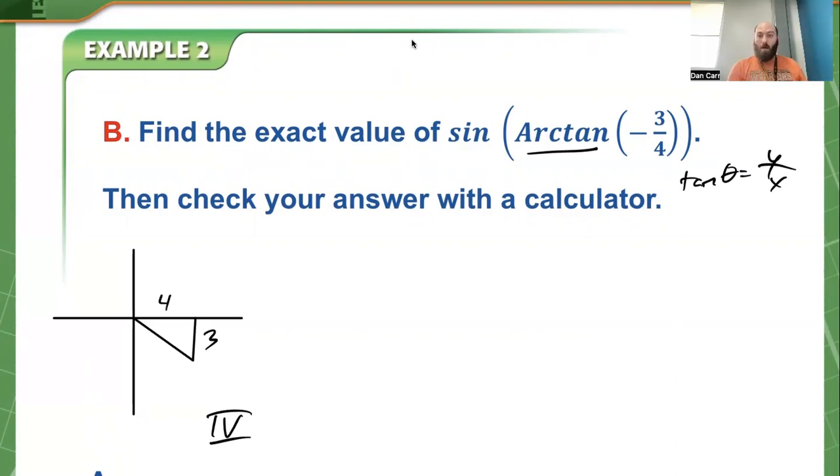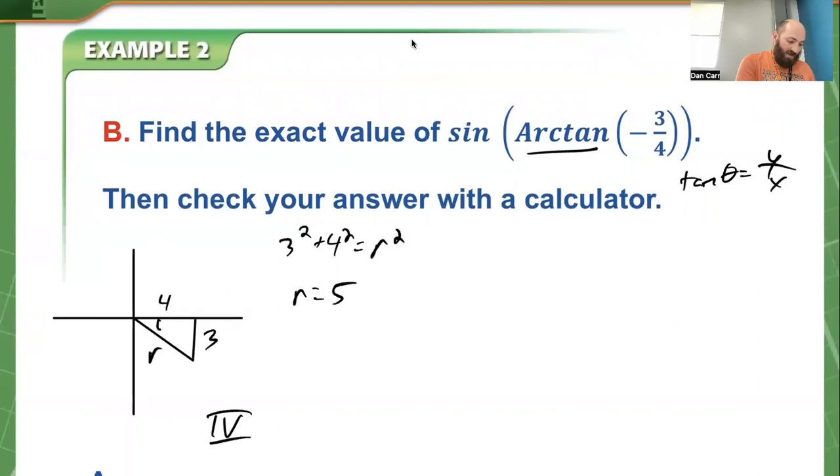Okay, so opposite over adjacent, y over x. So that means I need to find my last value, my hypotenuse here. Or I guess I could say my radius. So 3 squared plus 4 squared is equal to r squared. So it's a Pythagorean triple. I could just jump right to here. I know r is 5.